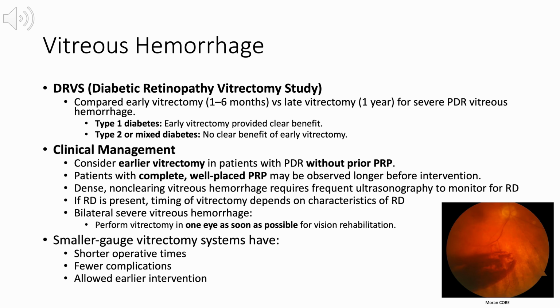The results differed strikingly by diabetes type. In type 1 diabetes, early vitrectomy provided a clear benefit. In type 2 or mixed diabetes, there was no clear benefit to early intervention. Several clinical management principles follow.